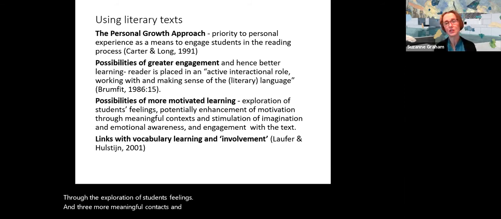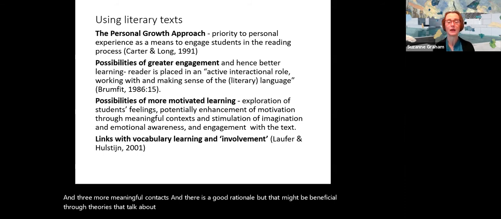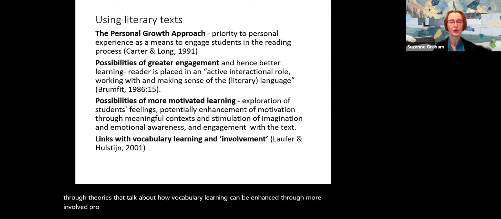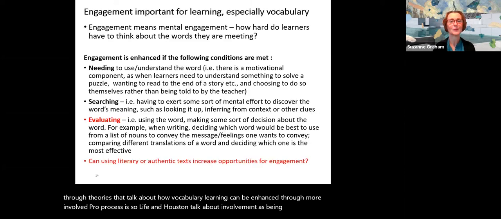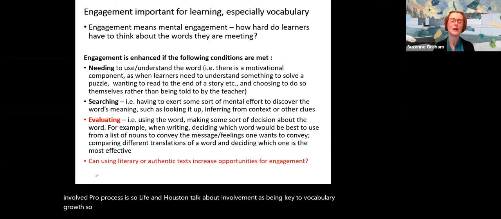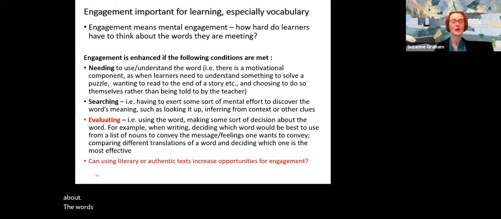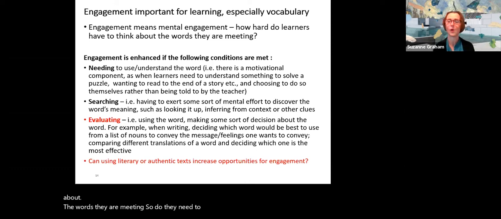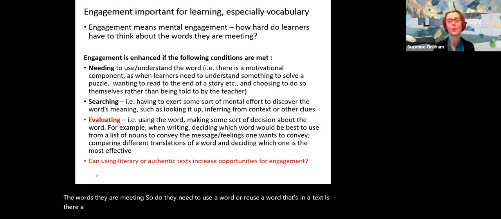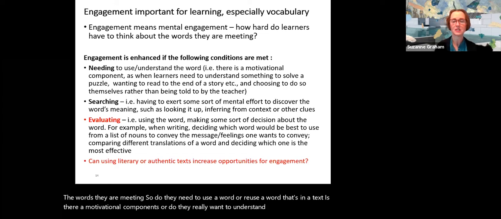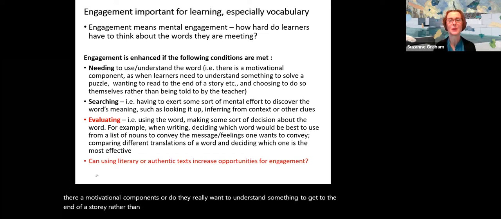And there is a good rationale that that might be beneficial through theories that talk about how vocabulary learning can be enhanced through more involved processes. So Laufer and Hulstijn talk about involvement as being key to vocabulary growth. Involvement and engagement really talks about how hard learners have to think about the words they are meeting. So do they need to use a word or reuse a word that's in a text? Is there a motivational component? So do they really want to understand something to get to the end of a story rather than being told to do so by a teacher?